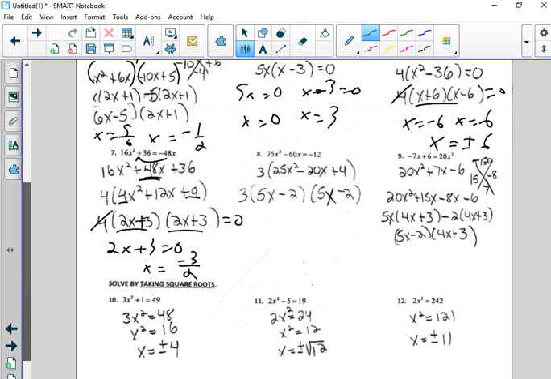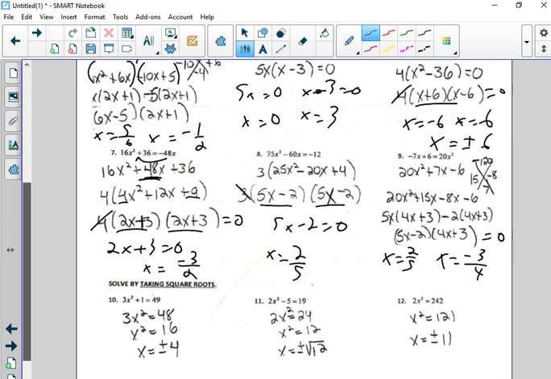Again, on 8, same thing. Take the 3 out, factor. These are the same. Don't do anything with this. So it's 5x minus 2 equals 0. Add 2, divide by 5. Well, we don't know what 5x minus 2 is, so this is add 2, divide by 5. This one is going to be subtract 3, divide by 4.